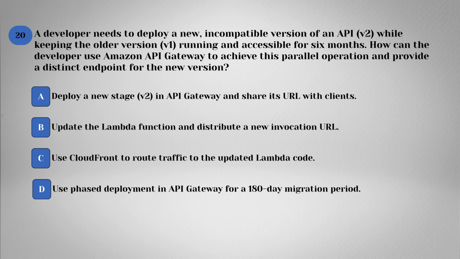A developer needs to deploy a new, incompatible version of an API, v2, while keeping the older version, v1, running and accessible for 6 months. How can the developer use Amazon API Gateway to achieve this parallel operation and provide a distinct endpoint for the new version?